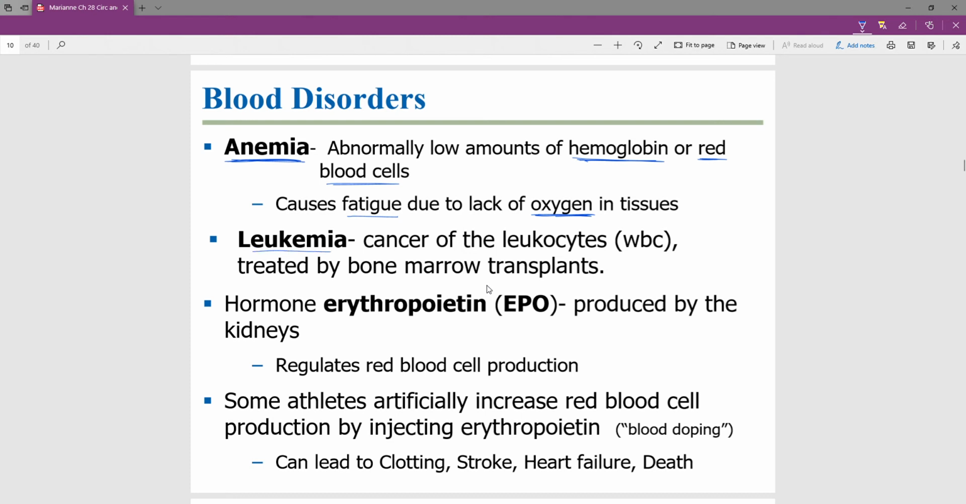Leukemia is a cancer of the leukocytes or white blood cells. And the treatment of that is often with bone marrow transplants.